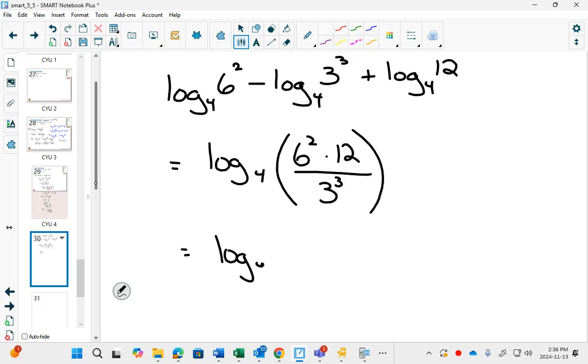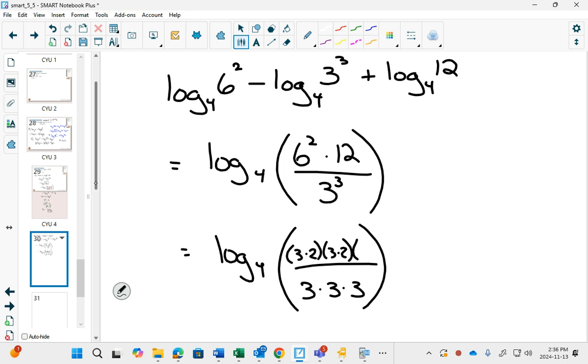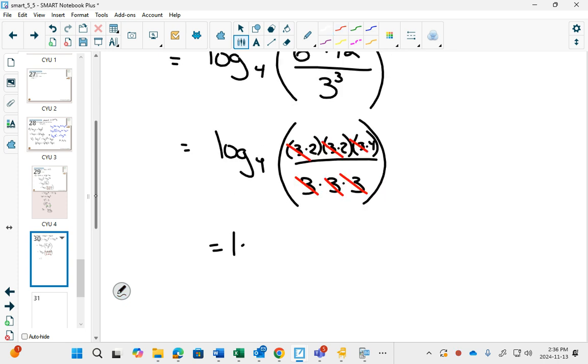And again, instead of multiplying it out, I would probably leave my 3's like this. 6 is 3 times 2, and the other 6 would be 3 times 2, and the 12 is 3 times 4. So all my 3's nicely simplify away. And 2 times 2 times 4 is 16. Is this one you can do? 4 to what exponent is 16? That's 2.